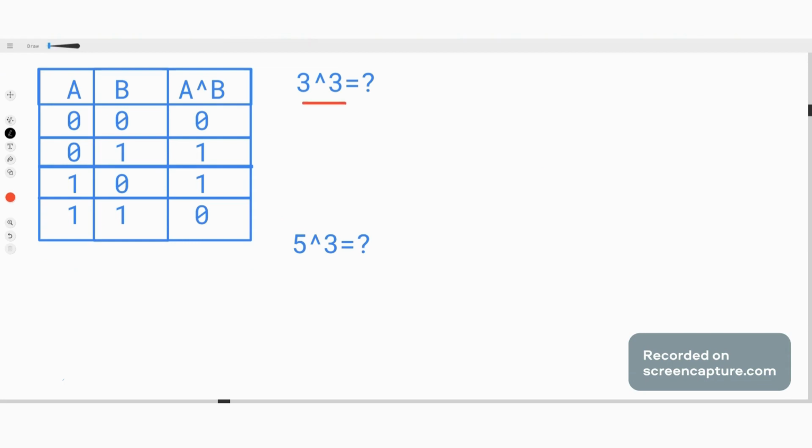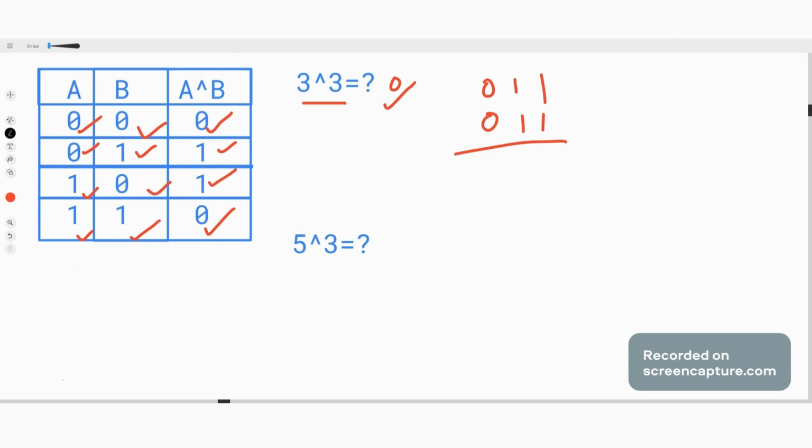As I've told you earlier, XOR of a number with itself will always result in 0, right? So let's try to find out how this is happening. What is the binary value of 3? It is 0, 1, 1 and again 0, 1, 1. Now we need to find the XOR of 3 XOR 3. If the bits are same, then we will get the value 0. See, if the bits are same, then we are getting 0, and if the bits are different, then we are getting 1. This is the XOR.